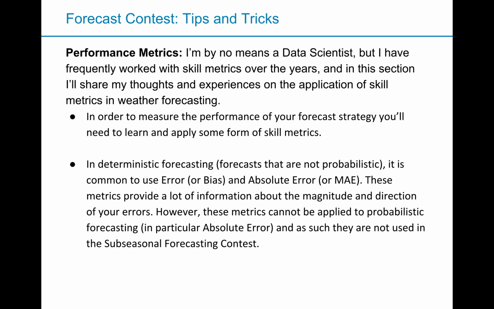In order to measure the performance of your forecast strategy, you'll need to learn and apply some form of skill metrics. In deterministic forecasting, that is, forecasts that are not probabilistic, such as forecasting a max or min, it is common to use error and absolute error. These metrics provide a lot of information about the magnitude and direction of your errors. However, these metrics cannot be applied easily to probabilistic forecasting, and as such, they are not used in our subseasonal forecasting contest.